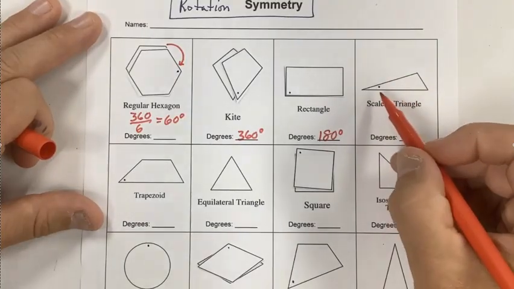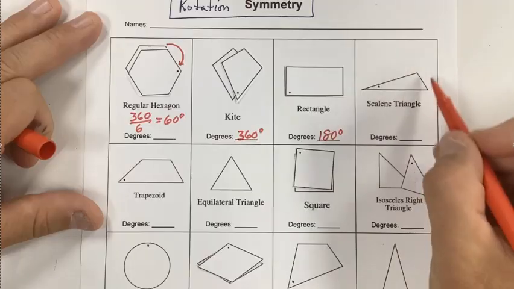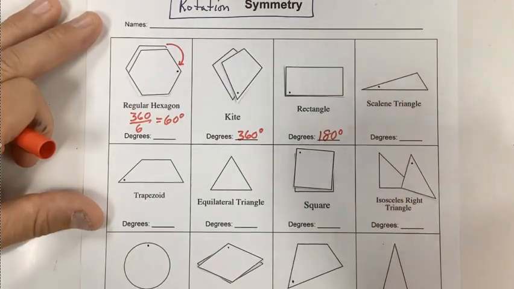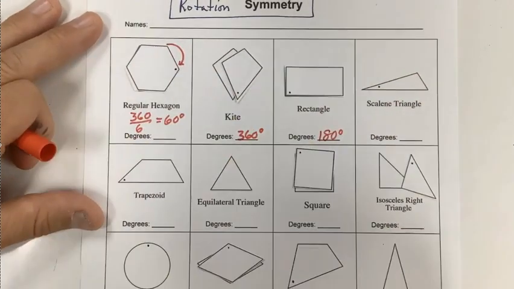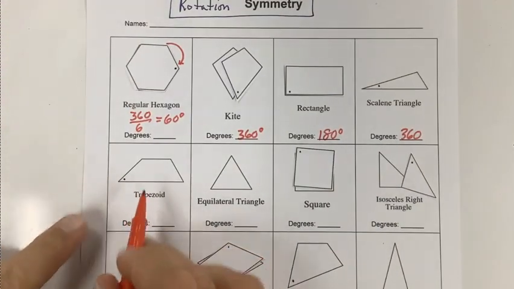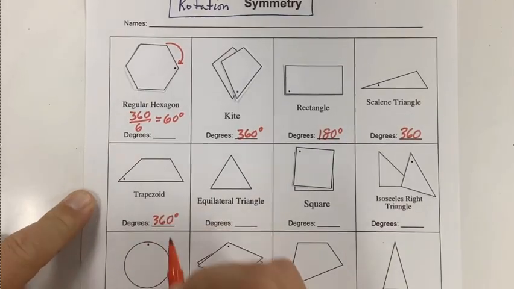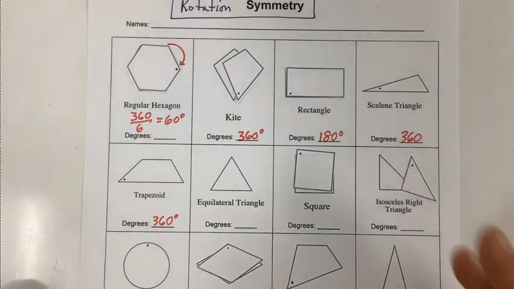Scalene triangle, if it's ever going to have all different length sides, there's nothing similar about this thing as you spin it. So that's like a spinner on a game that you play where you flick the spinner and it spins. This is never going to snap into place the same way a hexagon can. So this has nothing also, so you're just going to say 360. As you try a trapezoid, this thing has some different length sides as well, so that's just going to be 360.